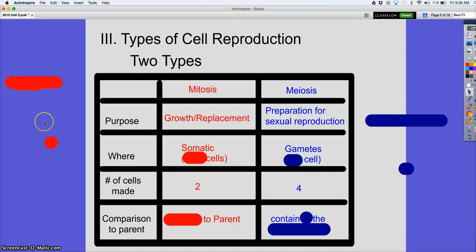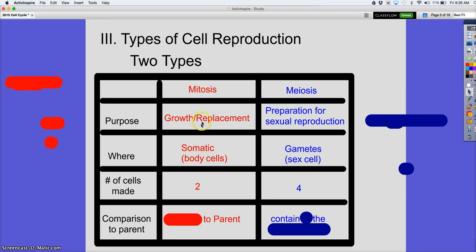Okay? Now, has anybody heard of a gamete cell? Nobody? Gamete? I've heard it. So gamete cells are actually sex cells. So meiosis cells are in preparation for a new organism, so they're making sex cells. Somatic cells are body cells. Every other cell in your body reproduces through mitosis other than your gamete cells.